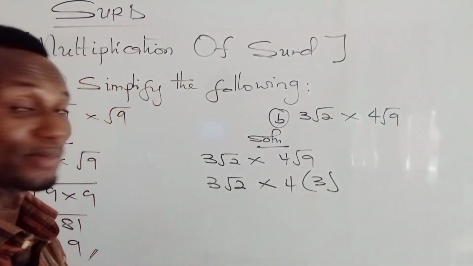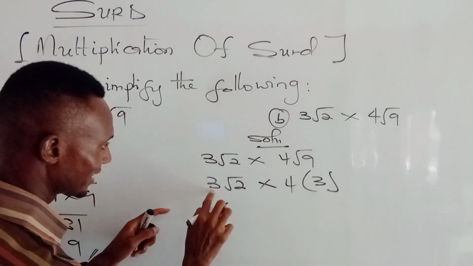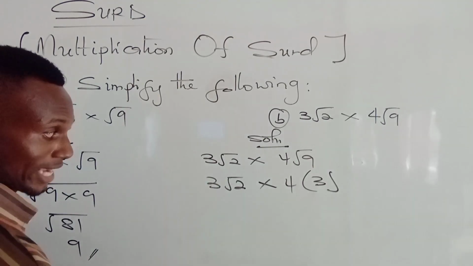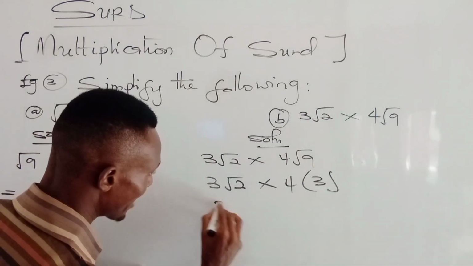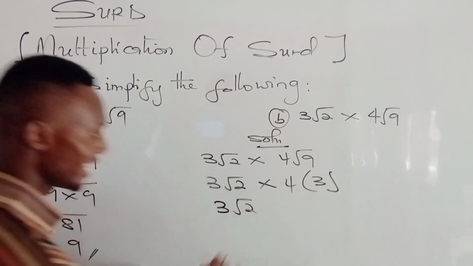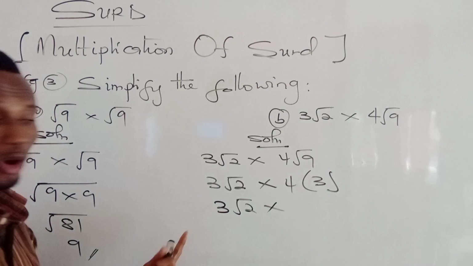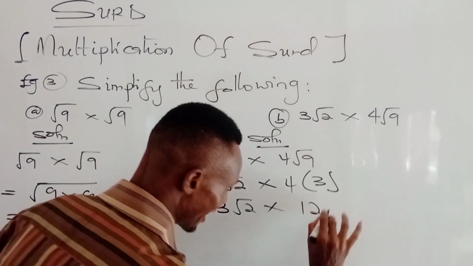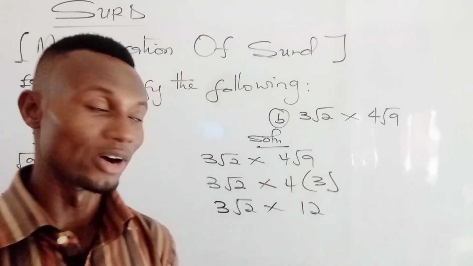I hope you agree with me up to this point. Now let's go ahead and simplify further. 3 times root 2, we are going to repeat the same thing. I'm getting my 3 root 2 here, then times 4 times 3 gives 12. So I'll get my 12. Please, I hope you understand up to this point. Let me go over one more time.